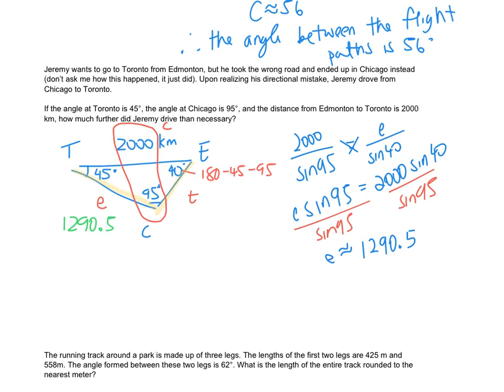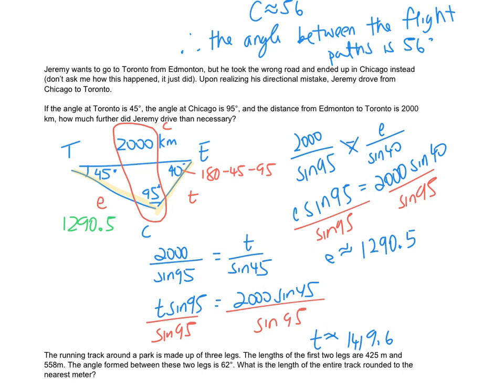And now to solve for T. So exact same setup, except that second fraction would be T over sine 45. And hopefully you got 1,419.6. And that's the distance from Edmonton to Chicago.